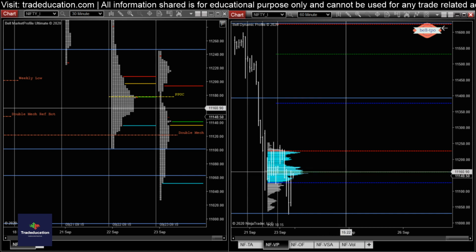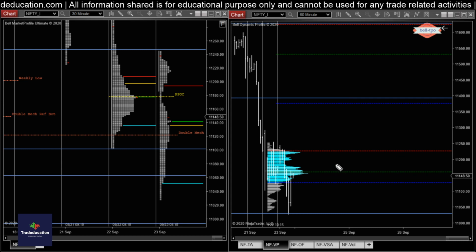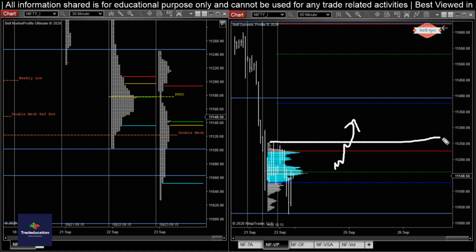Now what I'm expecting is whether the auction opens above VPOC, so whether we see continuation to the upside, and this will be the reference point where I'll be seeing whether we have continuation or whether we have a failure. Okay, this is the first auction development path.